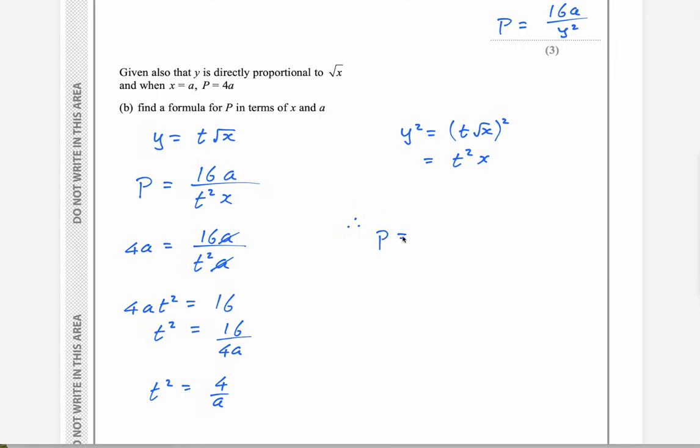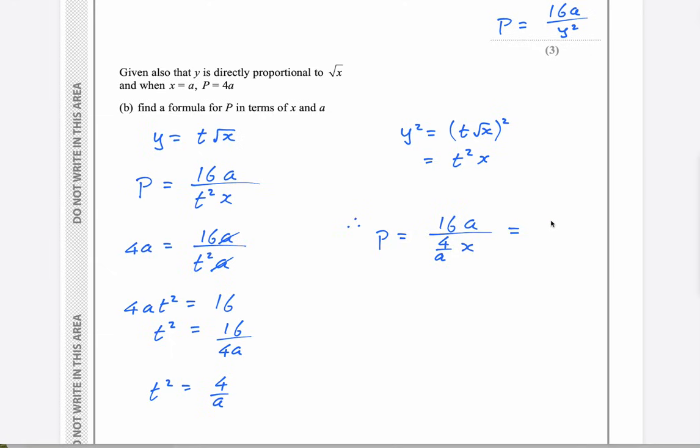P is equal to 16a. That's fine. We want the a in it. And then the t squared is now 4 over a, so it's 4 over a instead of t squared. And x is just going to be x. Now be careful here, guys, because this is a fraction in a fraction.